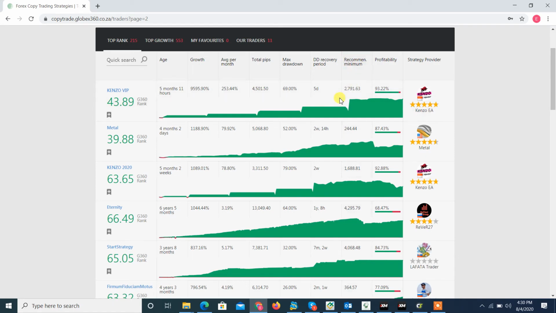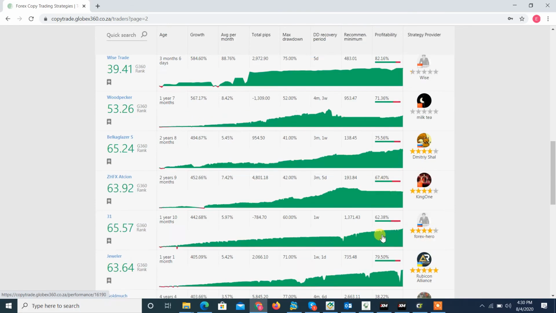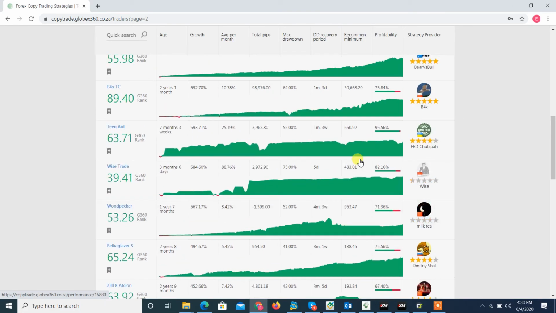And the minimum recommended. For example, the minimum recommended for this guy is $2,791, right? Or you find somebody else like Metal, who has a lower minimum of $244, but that is not entirely important, because you will see when allocating how you can go around it. And then the profitability is how many of their trades they win. Currently Kenzo VIP wins 93% of his trades, while somebody else can win 62% of their trades.